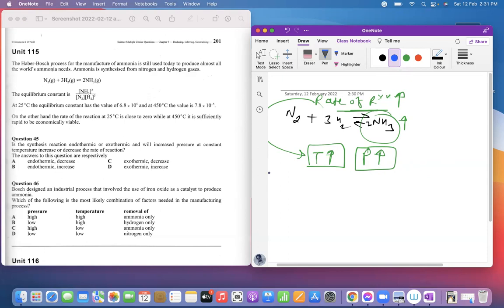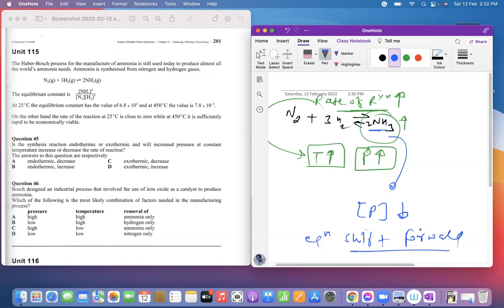So let's go with removal of ammonia only. Removal of ammonia means we are decreasing the product concentration. What does it mean? It means the equilibrium shifts in the forward direction. And if the equilibrium shifts forward, it means more ammonia will form. So removal of ammonia only will be the right choice.